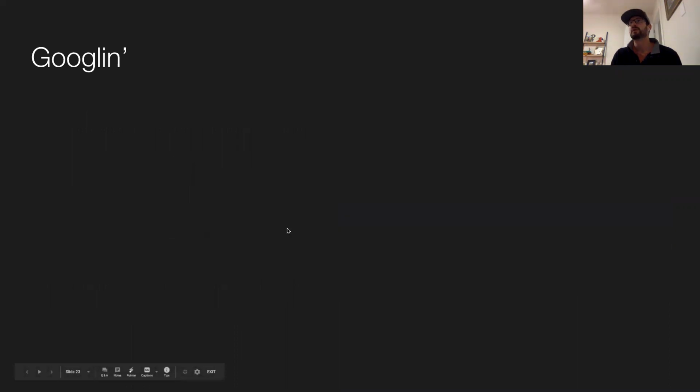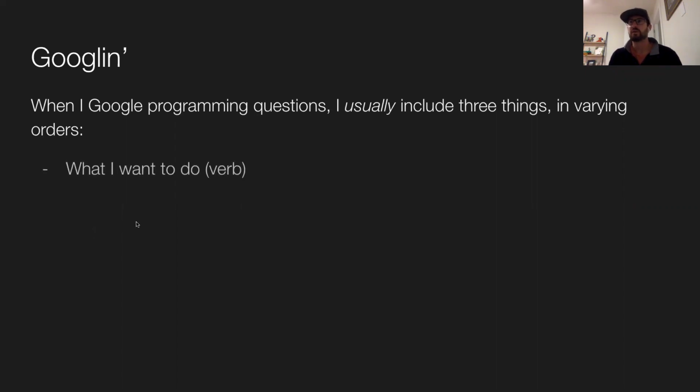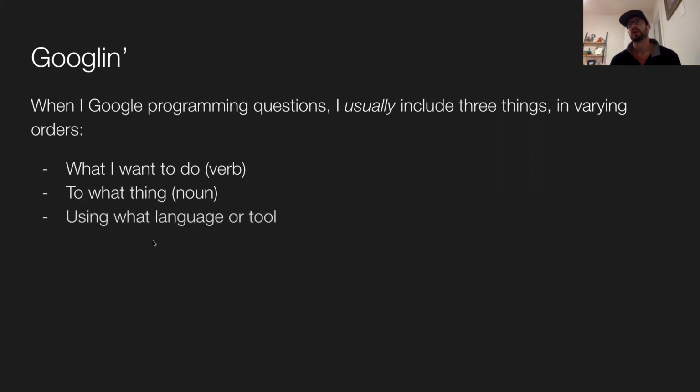Okay, so when I Google programming questions, I usually include 3 things in some kind of varying order. The first thing I try to include is what I want to do. Think of this almost like the verb, the action you are trying to do. I also include the thing or noun I am trying to do that action to. And oftentimes I'll also include whatever language or framework or tool I'm using.